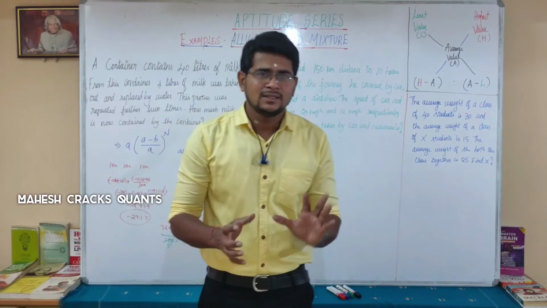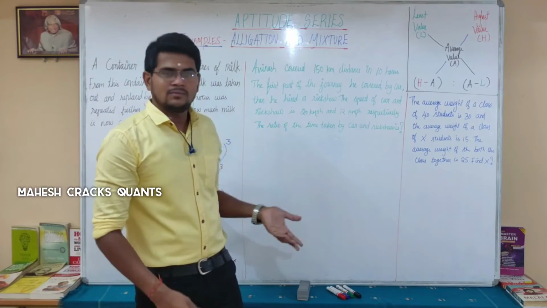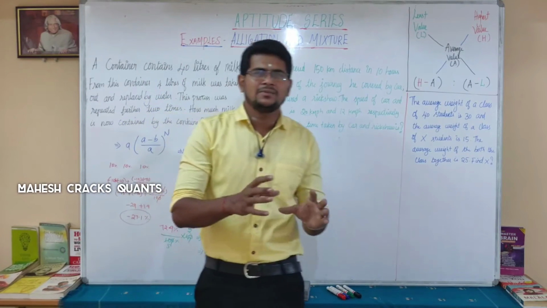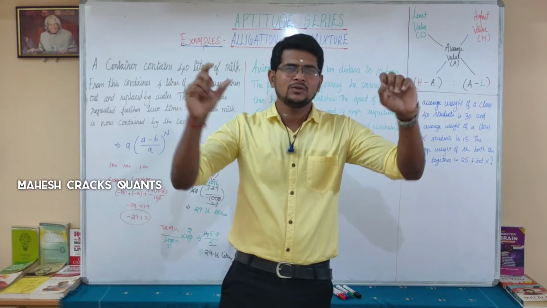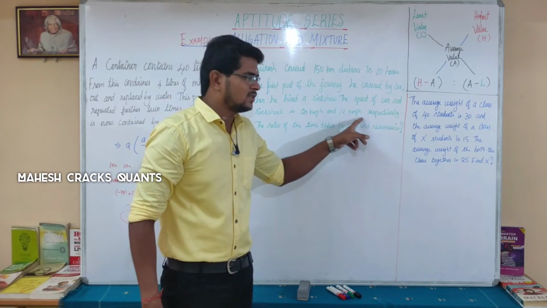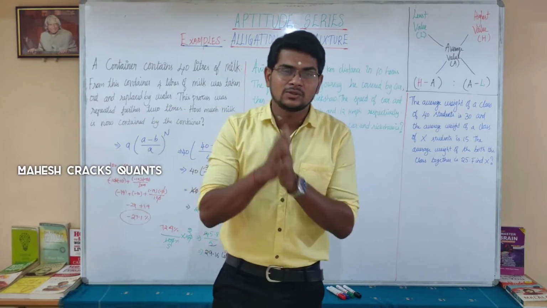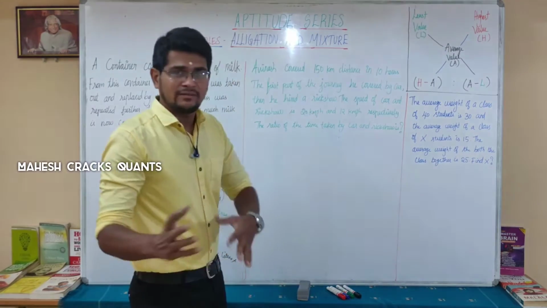So here this is a time, speed, distance question. Even you can solve it with alligation mixture. In alligation mixture you should have 2 different values and 1 average value. I have 2 different speeds, 20 km per hour and 12 km per hour, car speed and rickshaw speed. And I should have 1 average speed. Do I have the average speed?